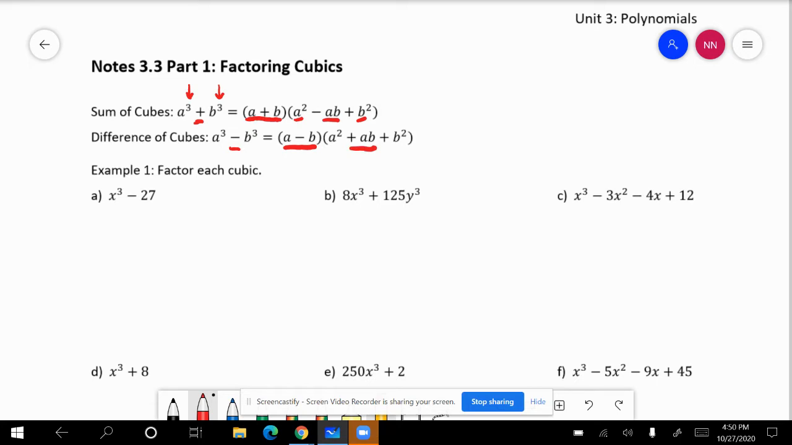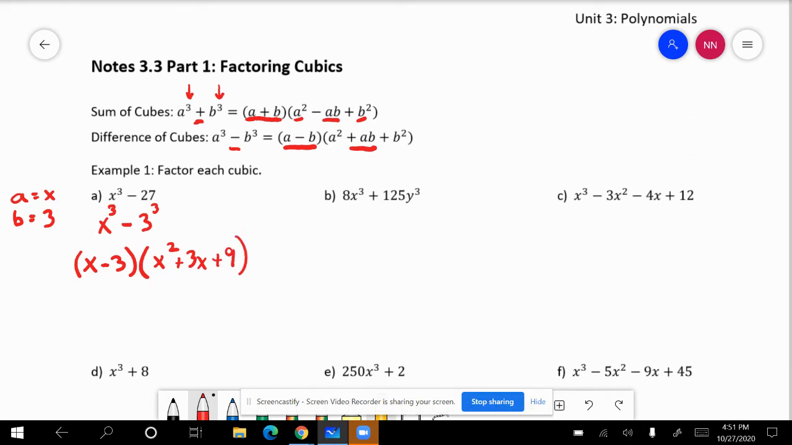So for example one, first thing that we're going to do is write it in the form of the difference of cubes. So x cubed is already written as a cube. 27, we're going to write it as 3 cubed. So that means that our a value is x and our b value is 3. So when we plug it in, we have x minus 3 times x squared plus 3x plus 9.